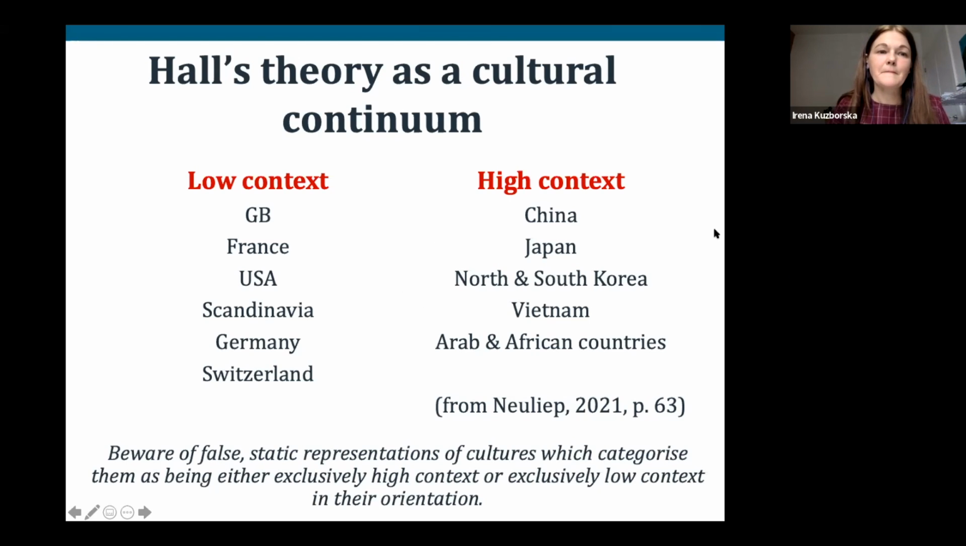And when we try to distinguish the countries in terms of these values, or in terms of how much they look at the context, we really need to be careful not to rely on these extreme categorizations, because in the low context cultures there could be individuals who rely on context more, and the same the other way around. So in other words, there are differences within countries, as we all know, and we shouldn't be categorizing them as exclusively high context or exclusively low context cultures.